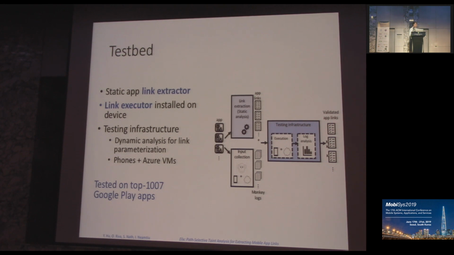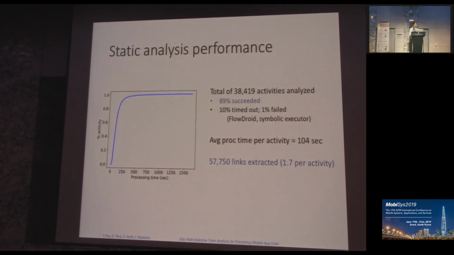So we tested this on the top 1007 Google Play apps, and we're going to see if this was successful, right? If Elix was able to successfully extract the links, and if it couldn't, why, and if it launched some links that led to a crash, why. So these are the results.